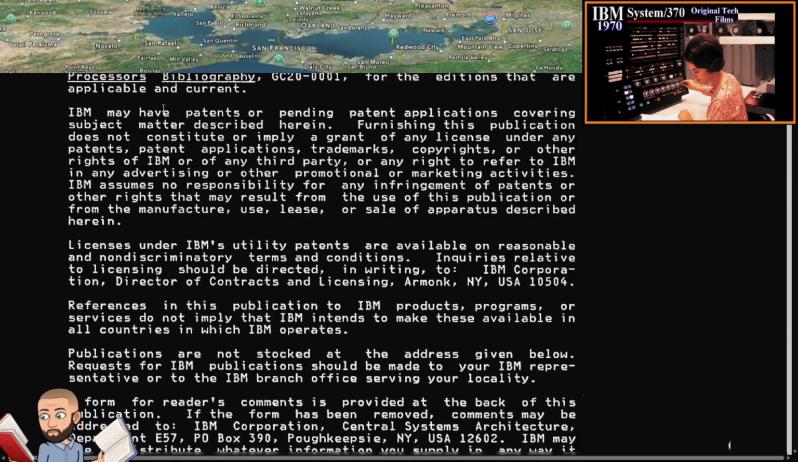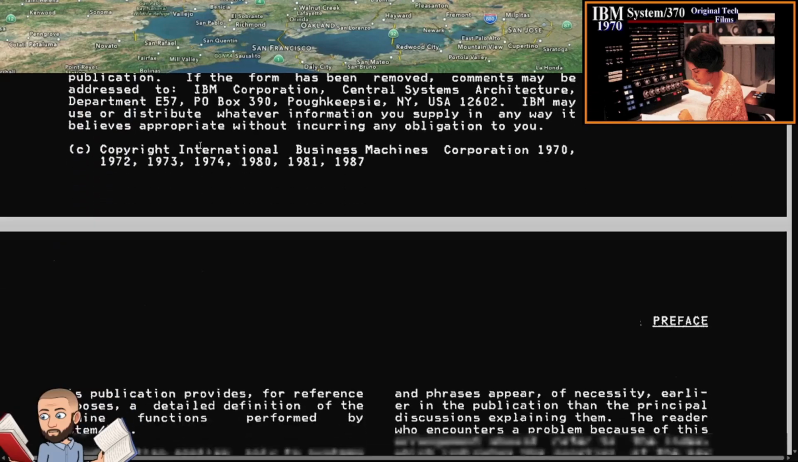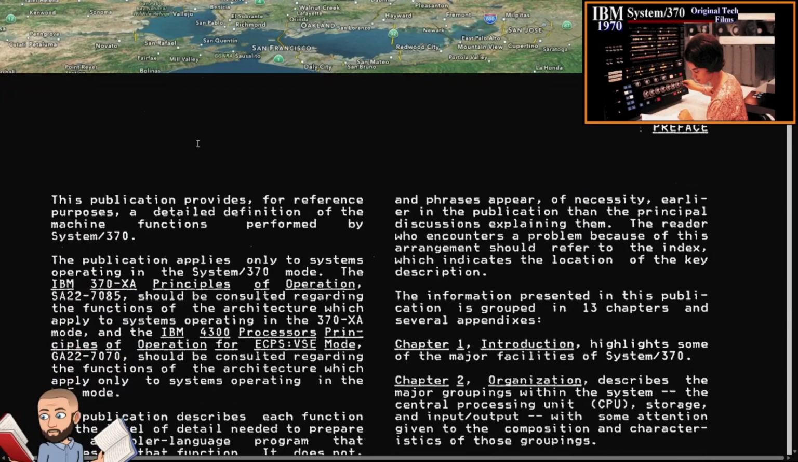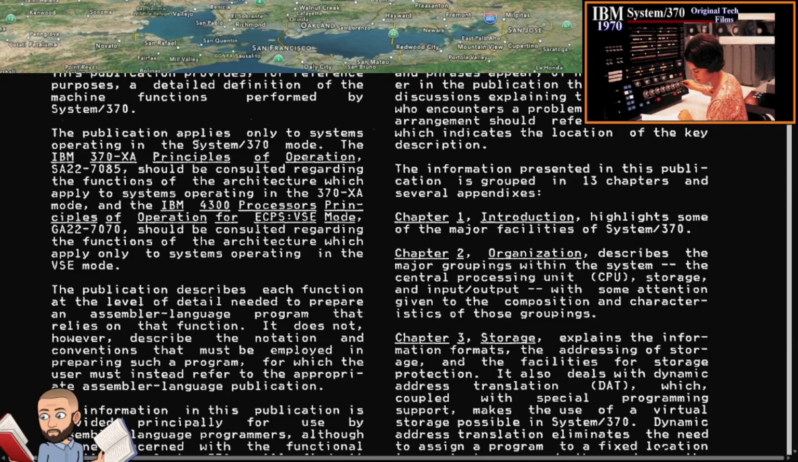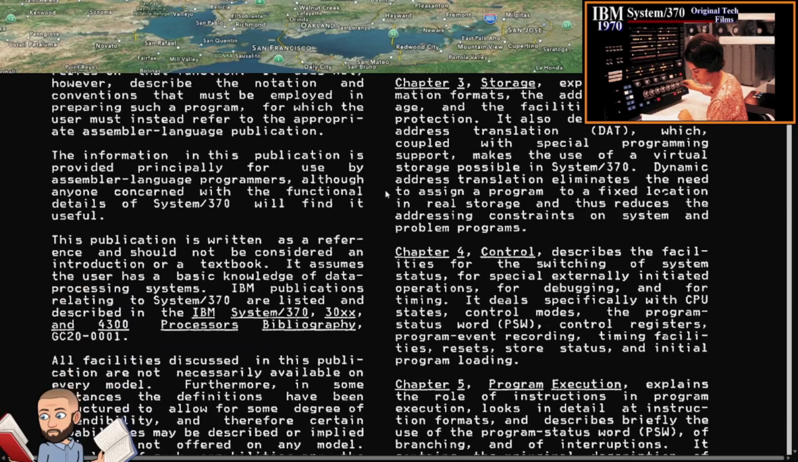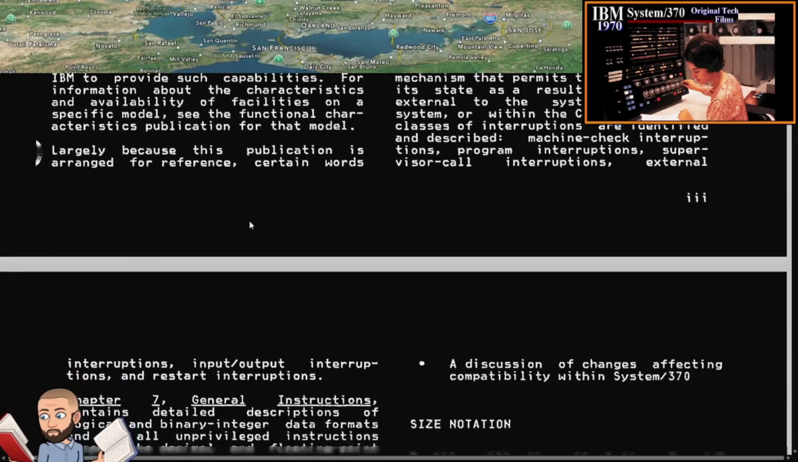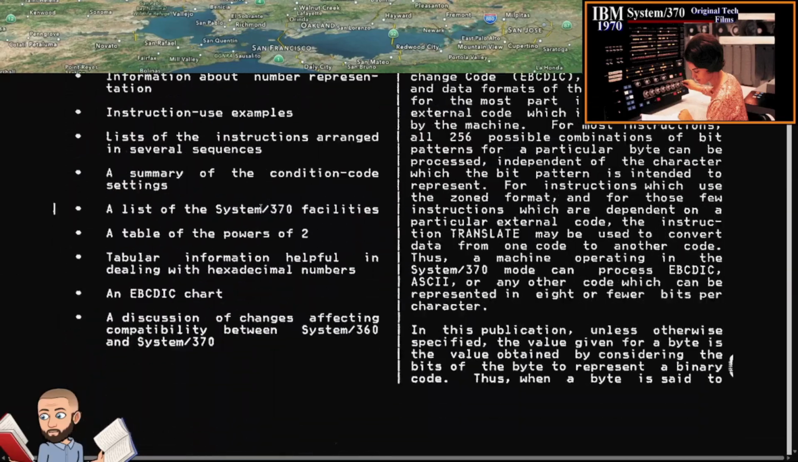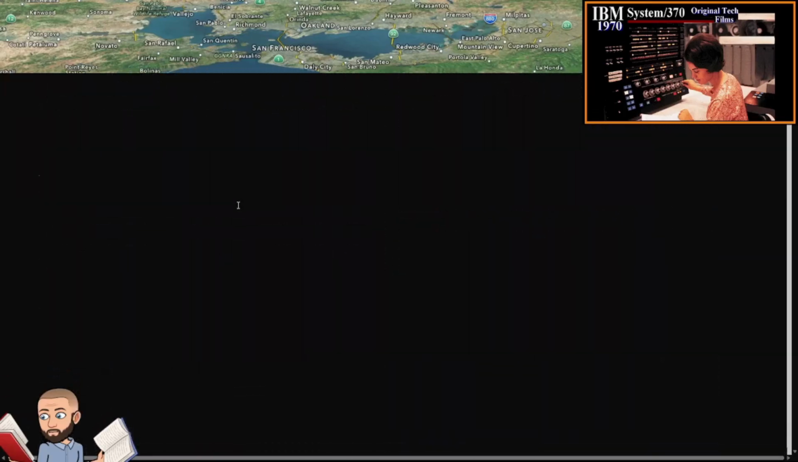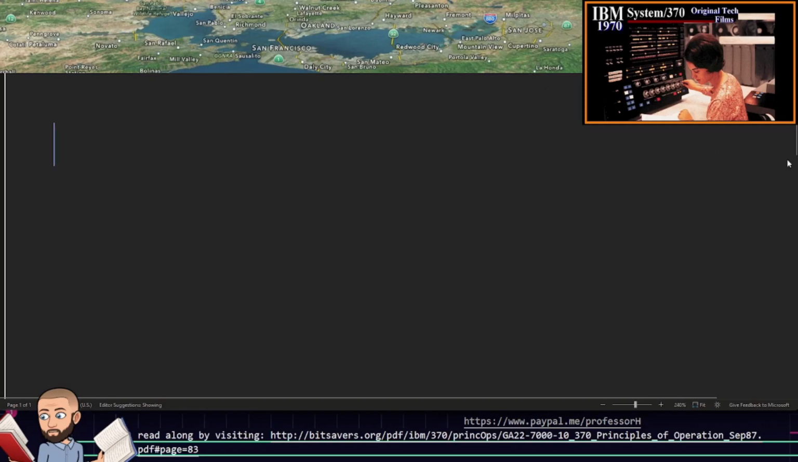And then here's a bunch of business, non-technical information I'll be skipping over. Looks like they give us a summary page, though. It says, this publication provides, for reference purposes, a detailed definition of the machine functions performed by System 370. Okay, and then rather than stay on this page, I'll go ahead and switch over to the text-to-speech application I use. I'm sure we'll be back on that page soon enough.